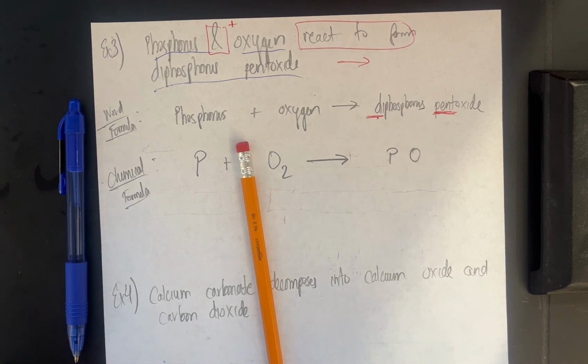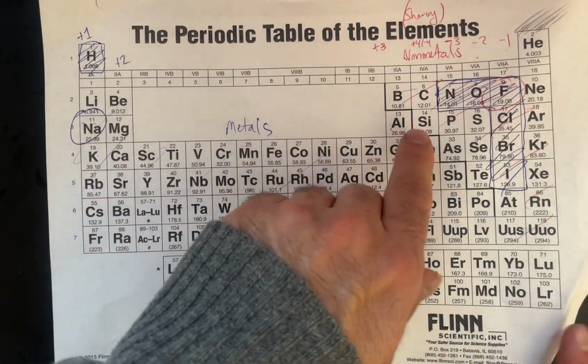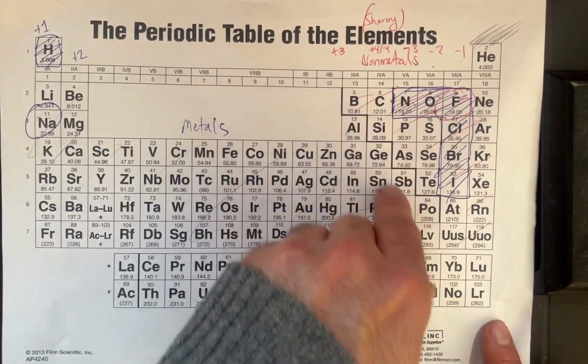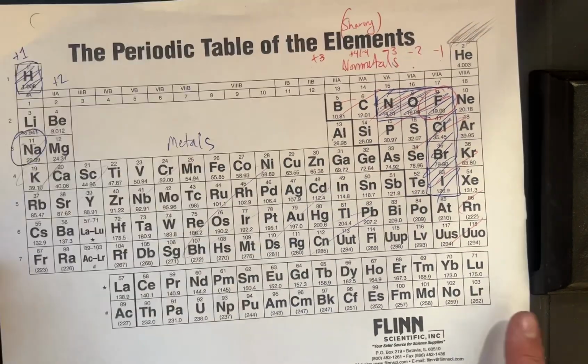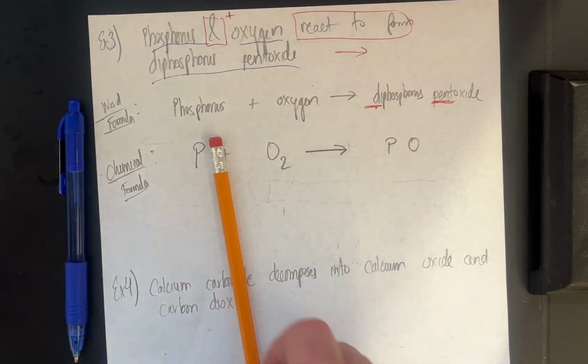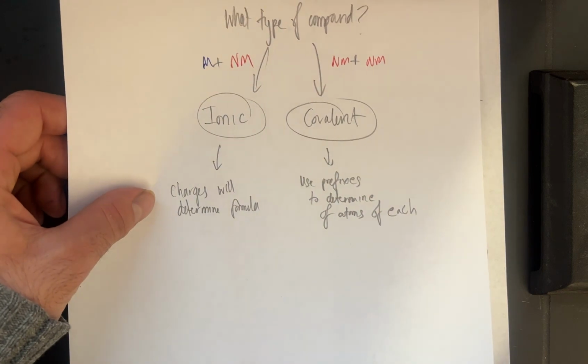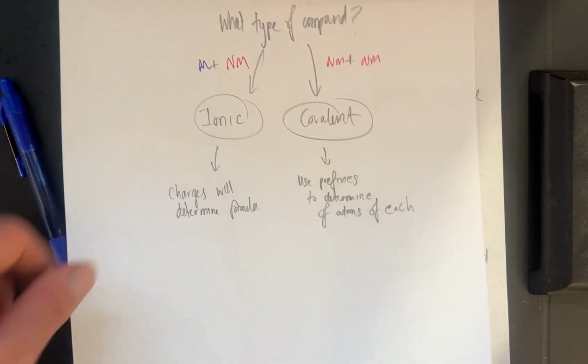prefixes there, right? And so that by itself tells you that it's covalent, right? But if you wanted to check, P and O, these are both nonmetals, right? They're on this side of the staircase. So they're both nonmetals, and so yeah, we're going to use the prefixes because they're covalent. Two nonmetals, covalent, use prefixes.